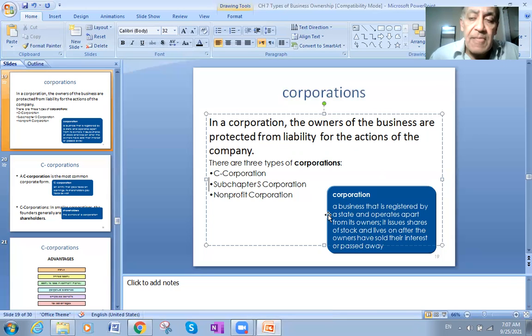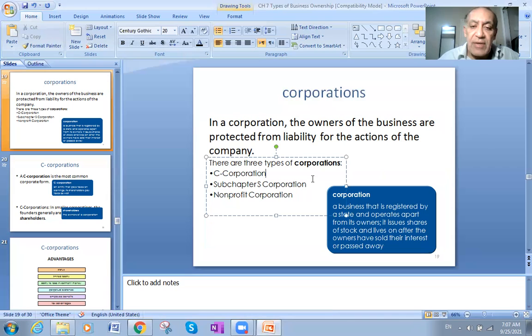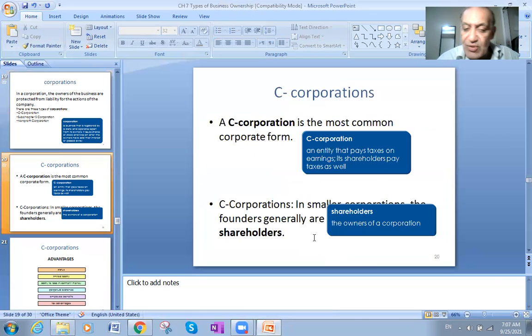Here, no. The death of the owner will never stop the business from running, because he has his dividends or his stocks or his shares. These can be transferred to another person. So still the business will go on. That is in the corporation, not in the sole proprietorship. The sole proprietor, the owner of the business, if he passes away, the business might be dissolved and terminated. Okay. There are three types of corporations: C corporation, subchapter S corporation, and non-profit corporations. And that's what we talk about.